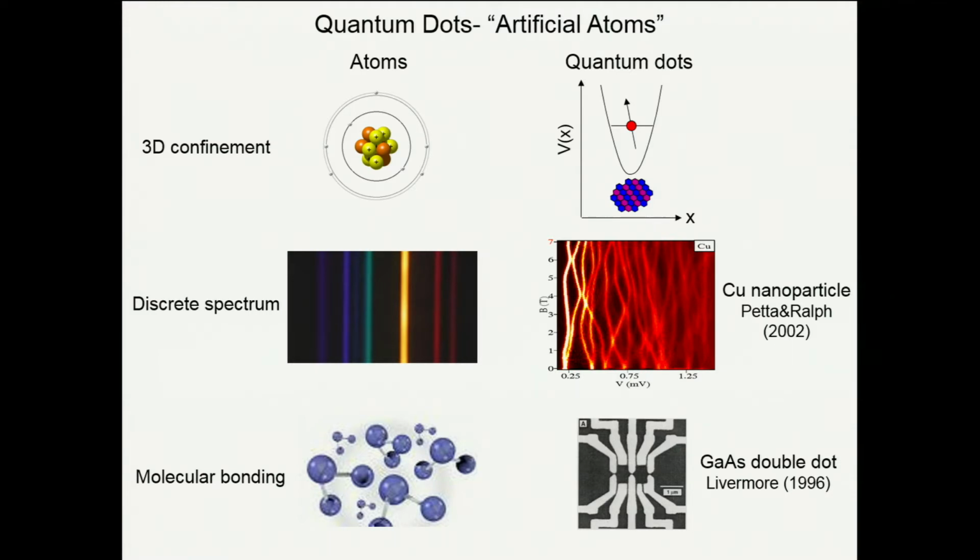And you know that we can take individual atoms and combine them together to make molecules, and we can do the same thing with quantum dot devices. We can take two quantum dots, fabricate them close together so that there's wave function overlap between the two quantum dots, and that will lead to molecular bonding. And so you can actually see the formation of bonding, anti-bonding states in devices that are called double quantum dots.